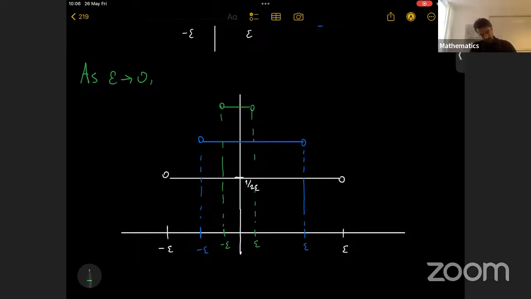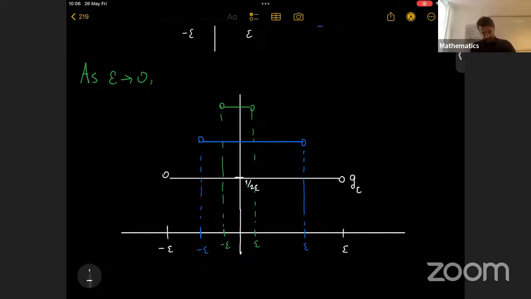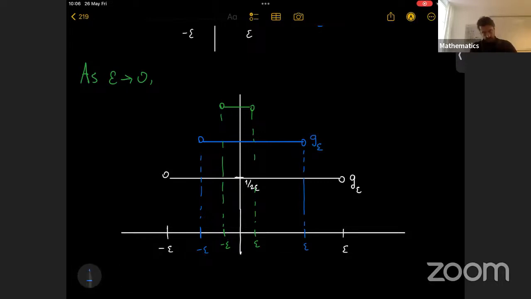So you see here, as epsilon gets smaller, the value of the function will be very large, but the area will be the same. Area is always 1. So the integral of this function will always be 1. So this is g sub epsilon. Even with smaller epsilon, the integral will be the same, but the value of the function will be large in a shorter interval, okay?